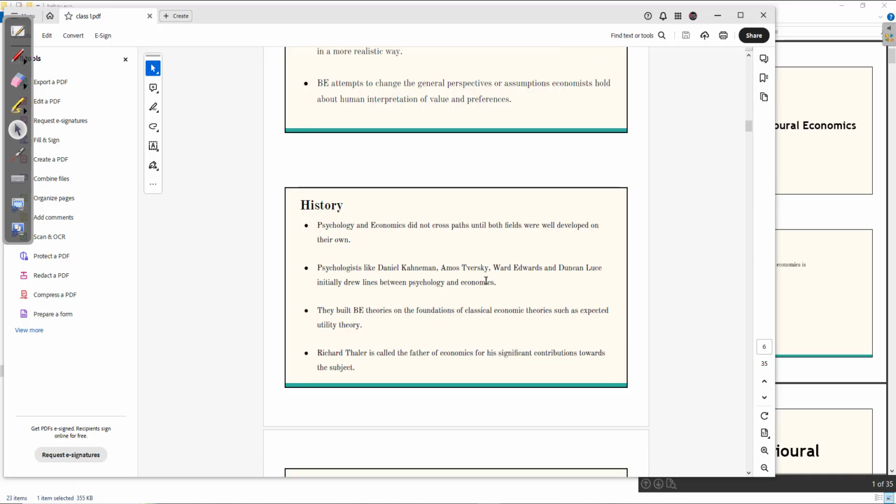History. Psychology and economics did not cross paths until both fields were well developed on their own. Psychologists like Daniel Kahneman, Amos Tversky, Ward Edwards, and Duncan Lewis initially drew lines between psychology and economics. They built behavioral economic theories on the foundation of classical economic theories, such as expected utility theory. Richard Thaler is called the father of behavioral economics for his significant contribution to the subject.